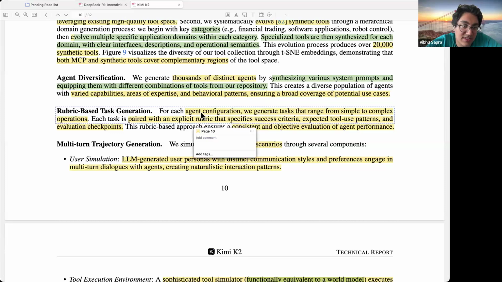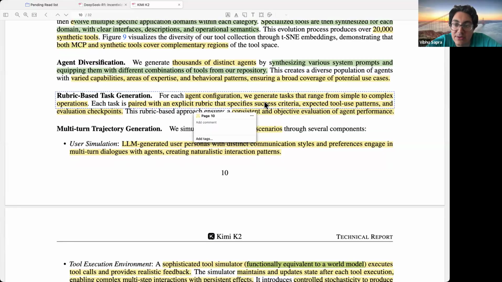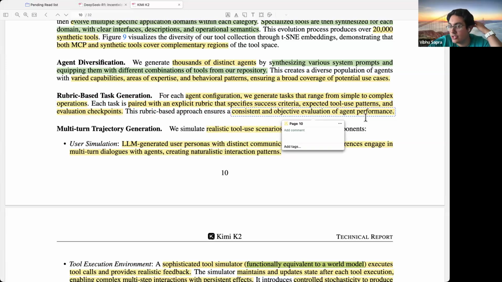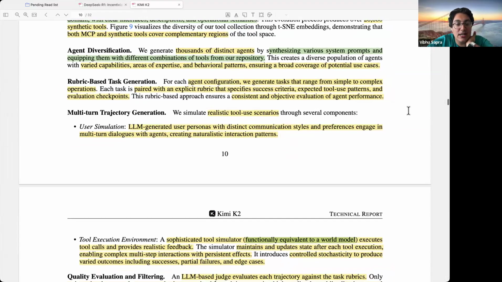And then, this is the last section. For each agent config, we generate tasks that range from simple to complex operations. Each task is paired with an explicit rubric that specifies success criteria, expected tool use patterns. I don't know how they just generate tool use patterns, because if you can do inference to figure out what are the tool uses, you kind of don't have the best quality data, right? Because you can kind of solve the task, I guess. But I get matching a task with tools, but not tool use pattern rubrics. And then evaluation checkpoints. Rubrics ensure consistent and objective evaluation of agentic performance.